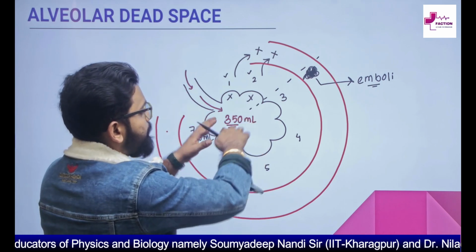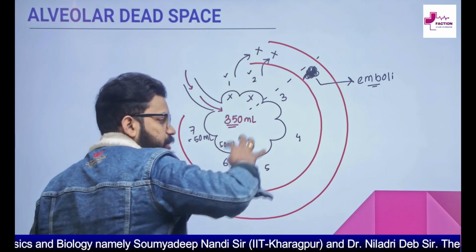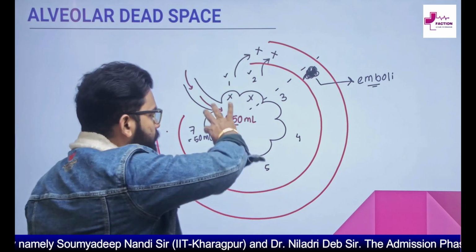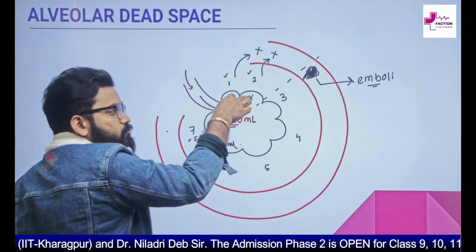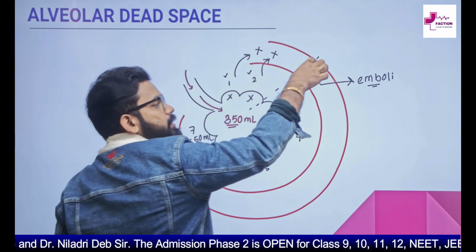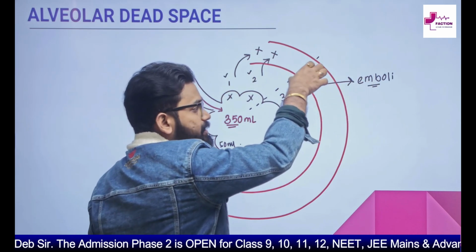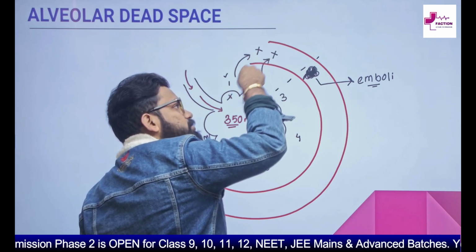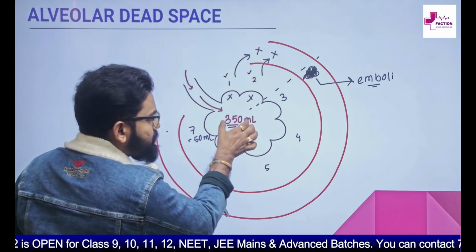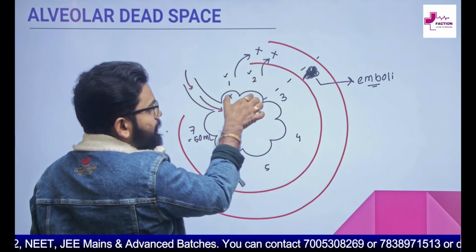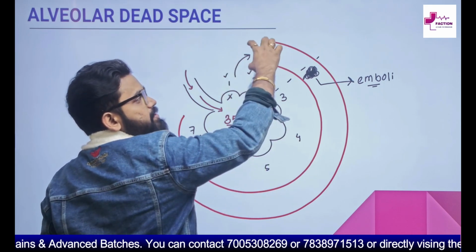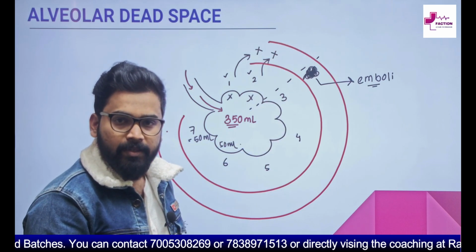Ideally 350 ml of oxygen should reach here. 350 ml of the air that came into the alveoli should reach into the capillaries. But since these two are okay, but there is an emboli or clot in the blood vessel, exchange through these two will not occur. So out of this 350 ml, say only around 250 ml will get exchanged and 100 ml cannot get exchanged by these two lobes since this part is not working.